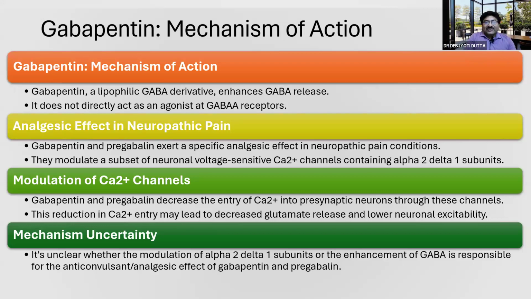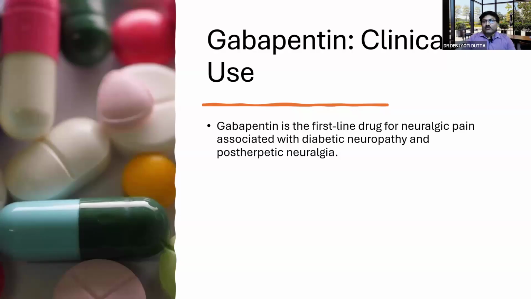And it is having the analgesic effect in neuropathic pain. Gabapentin and pregabalin exert a specific analgesic effect in neuropathic pain conditions, and they modulate calcium channels. And there are some studies that have shown some action on the descending inhibitory pathway and on these other receptors as well. But these claims are there, but they are not proved.